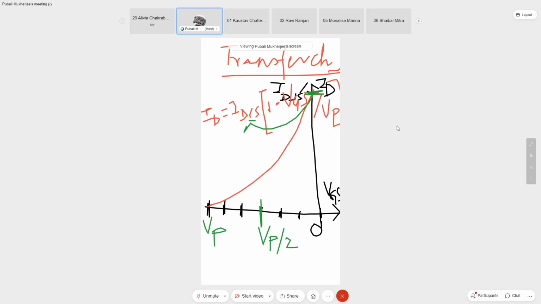If you put this value in Shockley's equation, that VGS is equal to VP by 2, what are you actually plotting along the x-axis? You're plotting VGS along the x-axis. The ultimate value is the pinch off voltage VP because it terminates at the pinch off voltage. Do you remember, students, the transfer characteristics?